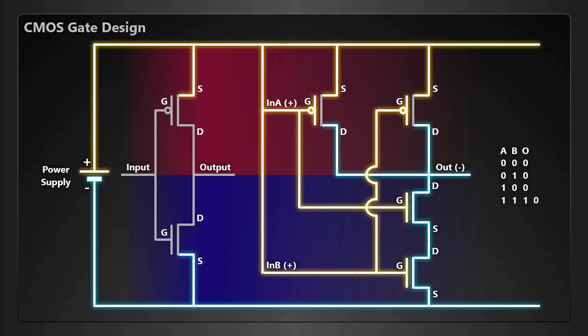Now, if both A and B are low, both of the N-type transistors will be off, while both P-type transistors will be on, thus pulling our output high.